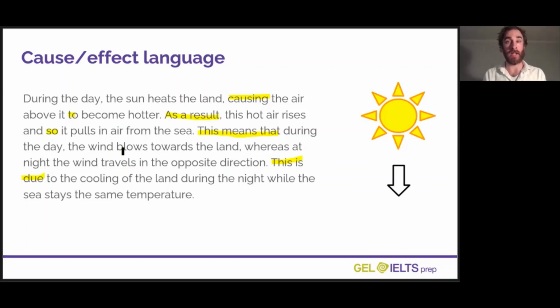We're not repeating ourselves. There are some diagrams where this language will be appropriate, where the stages result in each other or affect each other. But there are some diagrams where there is no cause-effect relationship between the stages, so you should not use this language.